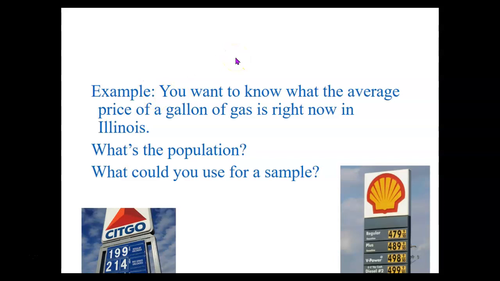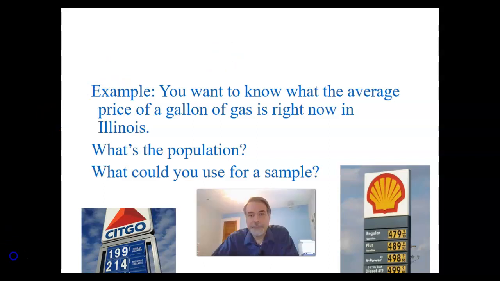Let's say, for example, you want to know what's the average price of a gallon of gas right now in the state of Illinois. So the variable, the thing that varies from one gas station to another, would be how much a regular gallon of gas is priced at. The price of a gallon of gas. The population then would be all gas stations in the state of Illinois. So usually when you say what the population is, you can start it with the word all. All such and such. In this case, all gas stations in the state of Illinois.